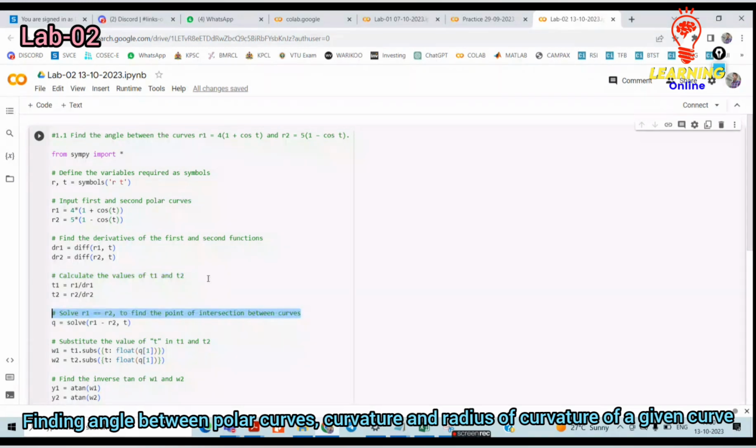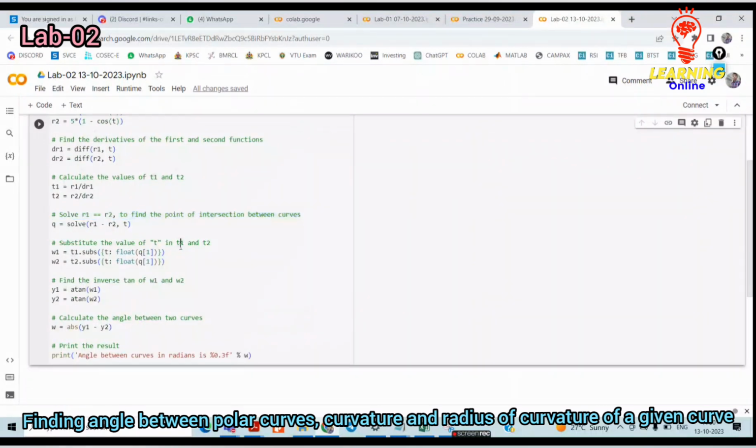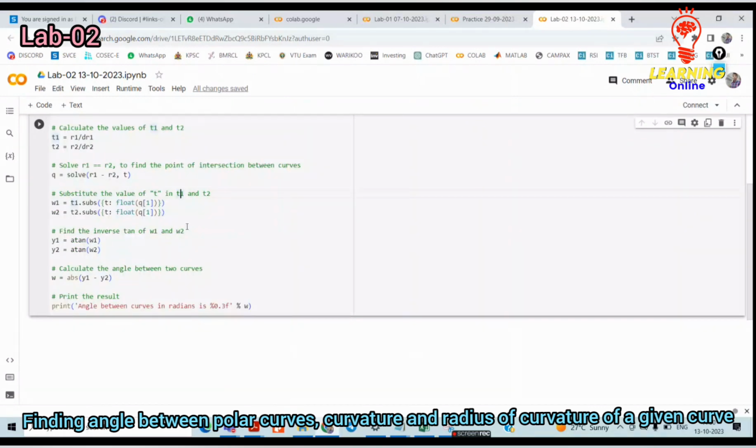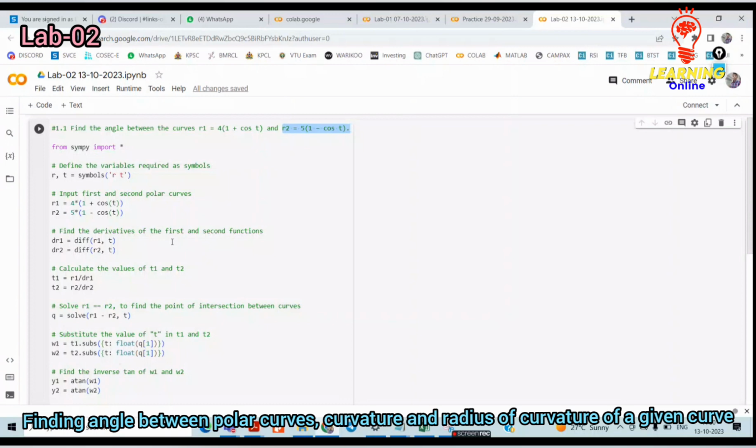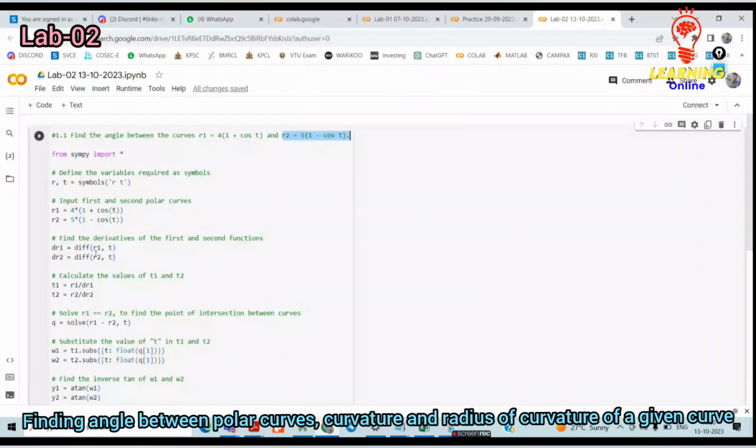Getting my point? For the import of SymPy, we defined import star. If the star is not there, you will get an error. Keep this in mind so that you can properly define the functionality according to your requirement. Whatever value you get will be displayed here. For this expression, R1 is equal to 1 plus cos t, and R2 is equal to 5 times 1 minus cos t. For this, I have to evaluate the angle between the curves. Once you type this code, you execute it and you will get the output.